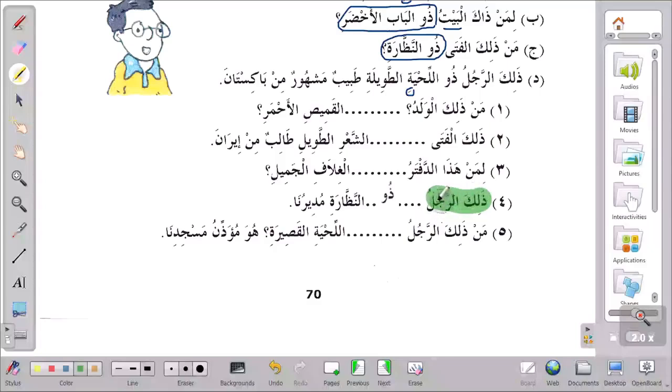Don't look at them as separate. They are joined together. That man. Don't look at "that" as separate and "the man" as separate. It's just that this is an ism ishara and this one is the article, but they are together. That man. So we know that this is the mubtada. And this is zunnazorati, which is also together.